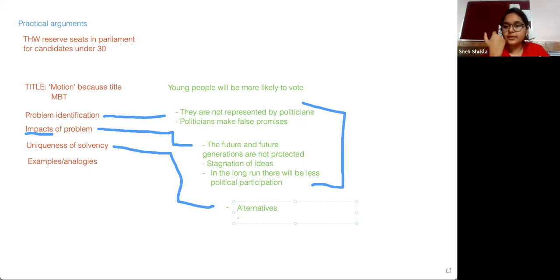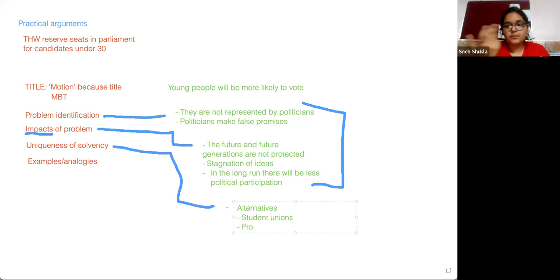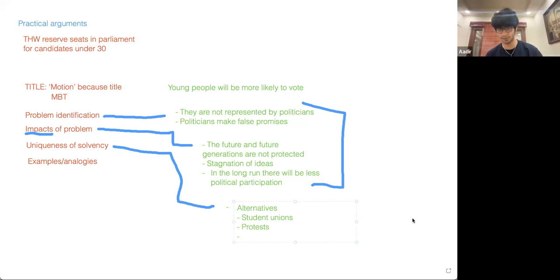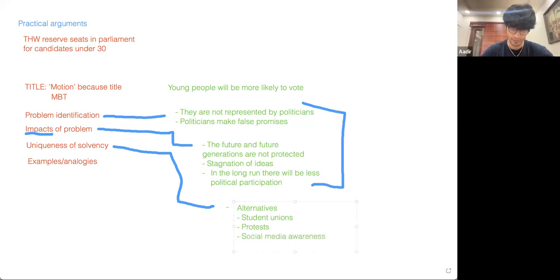Probably they push forward the idea for protests. Let's say there are student political organizations. Student unions. What else? Protests against government policies. Let's have some other people tell us. What are some other ways? Social media, I guess. Social media awareness, information campaigns are something that every op team says in this motion. All right, now it is your job to tell me why none of these alternatives work and why only reservations work.